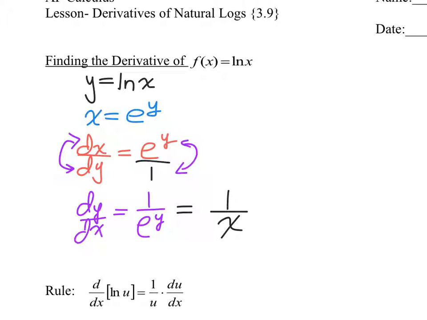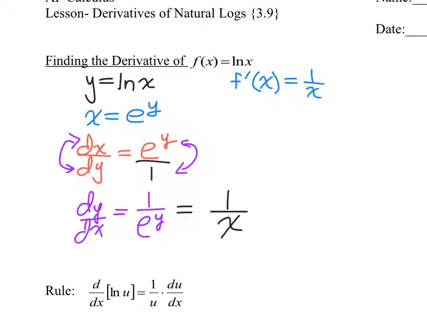Because it says that right here. e to the y is x. All right, so anywhere I have an e to the y, I can replace it with an x. So what we just got from this, and actually much easier, I think, than using a limit definition, is that the derivative of the natural log of x is just 1 over x.